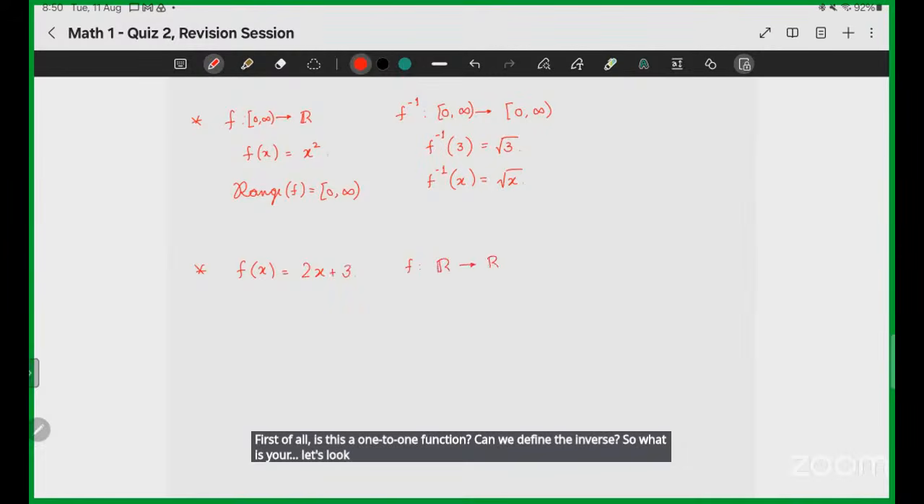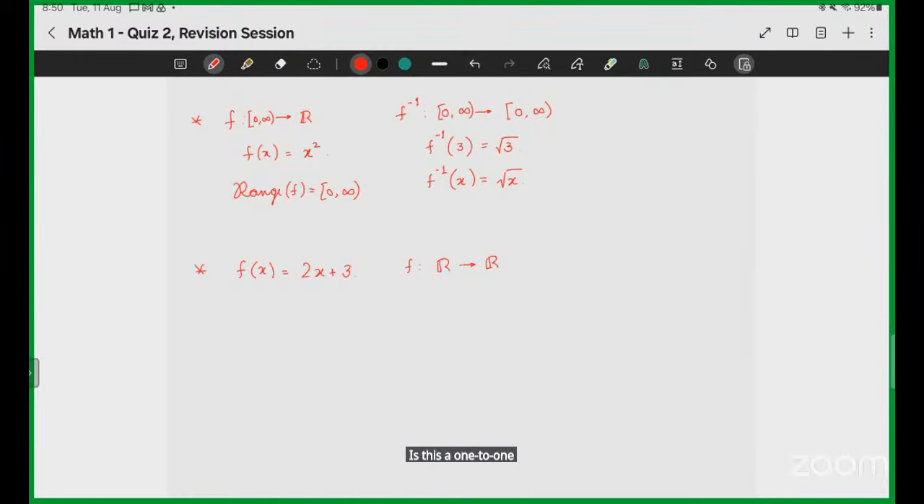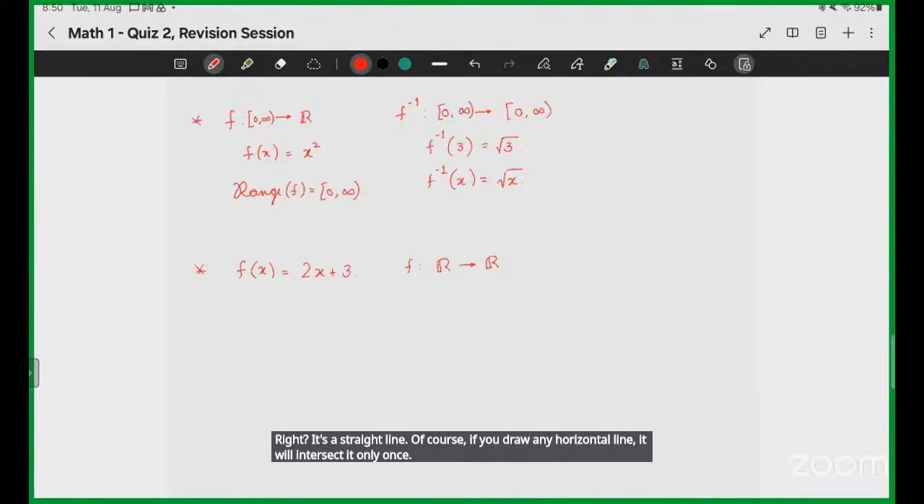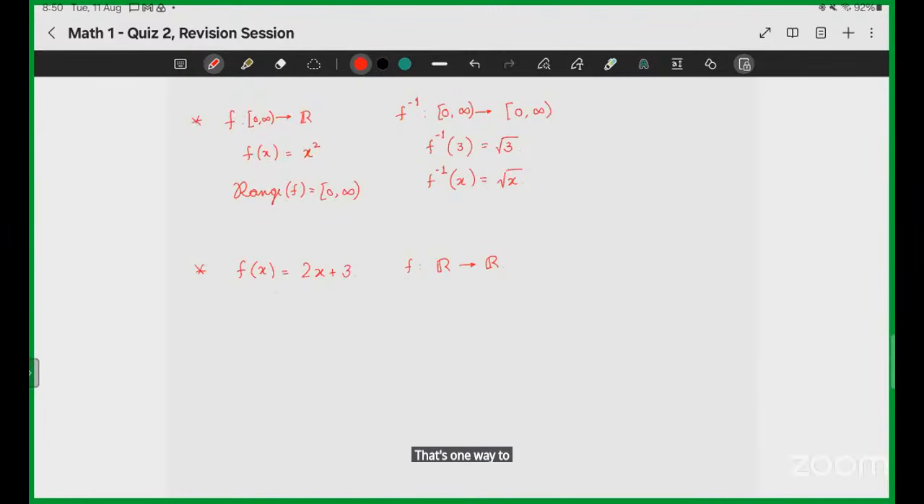Let's look at it as a function from R to R initially. If necessary, we'll make changes. Is this a one-to-one function? Yes, from R to R it is one-to-one. It's a straight line. If you draw any horizontal line, it will intersect it only once, and that's one way to look at it.